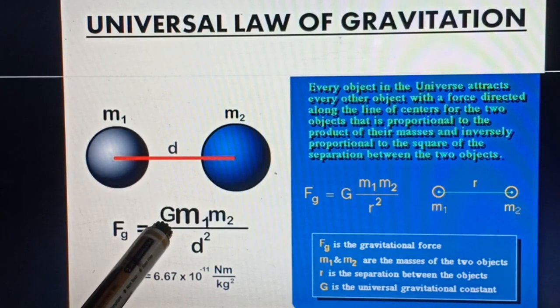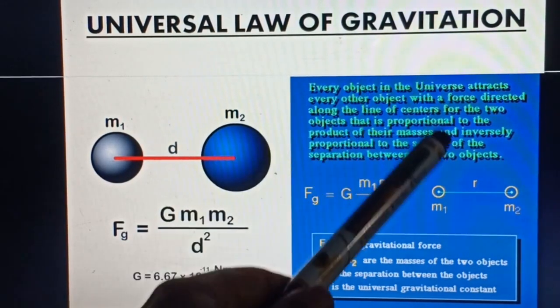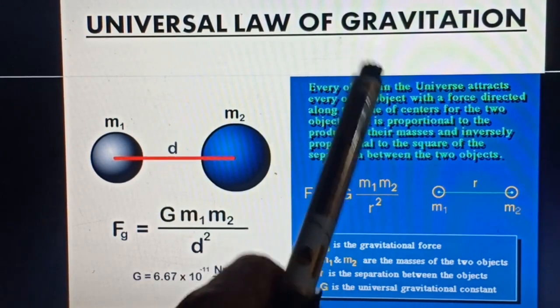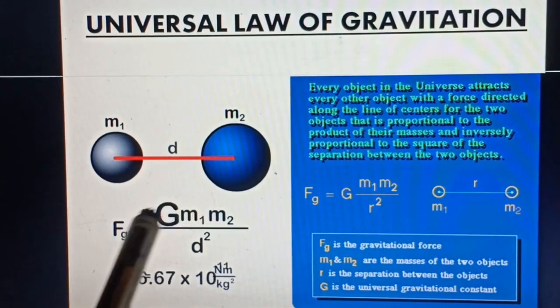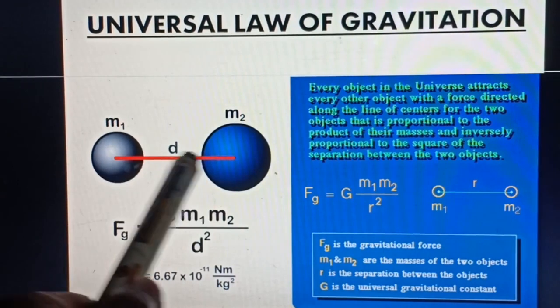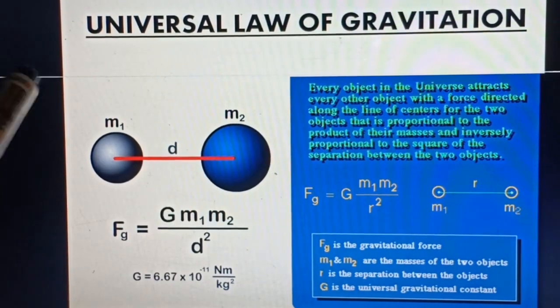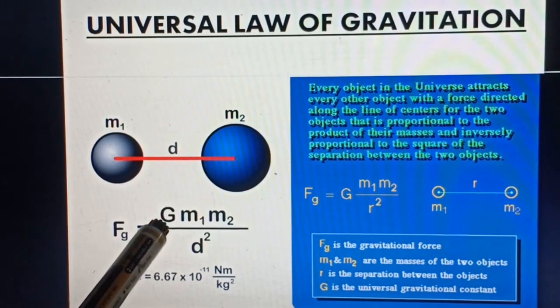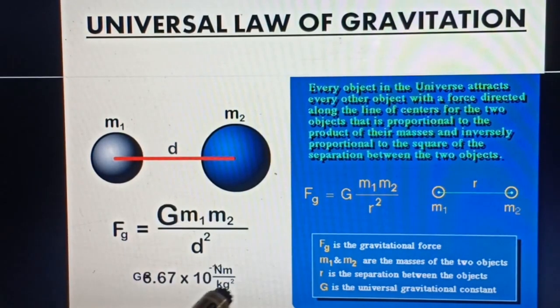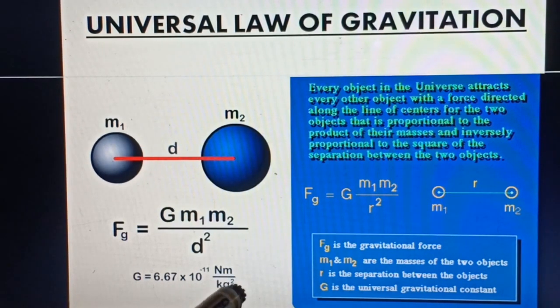This G is known as the universal gravitational constant, because we know here the law states about some proportionality only. F is proportional to m1 and m2, the product of m1 and m2, and F is inversely proportional to d square, if d is the separation between the two bodies. So G is the constant of proportionality. The calculated value of G is 6.67 into 10 power minus 11 Newton meter square per kg square.